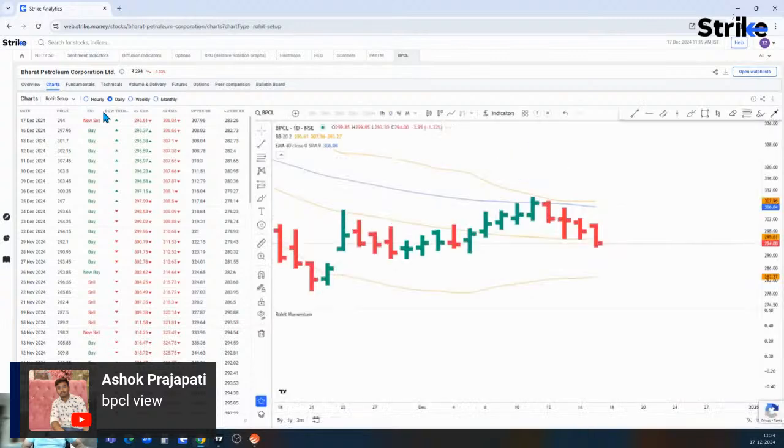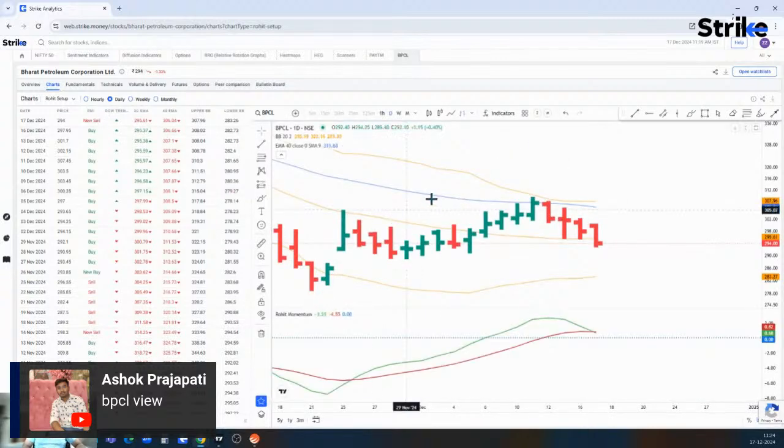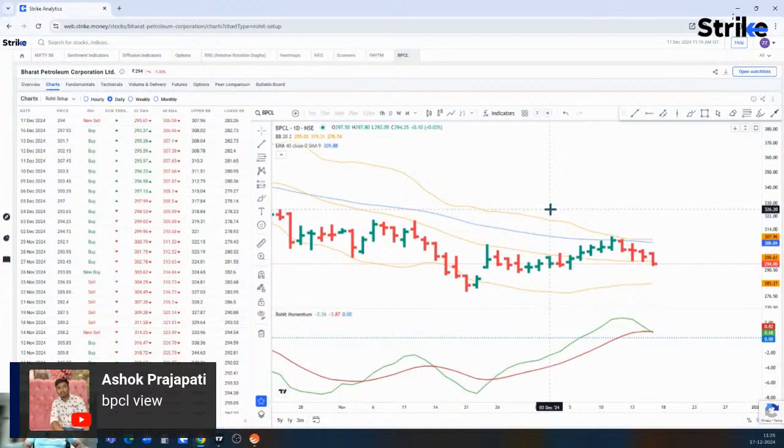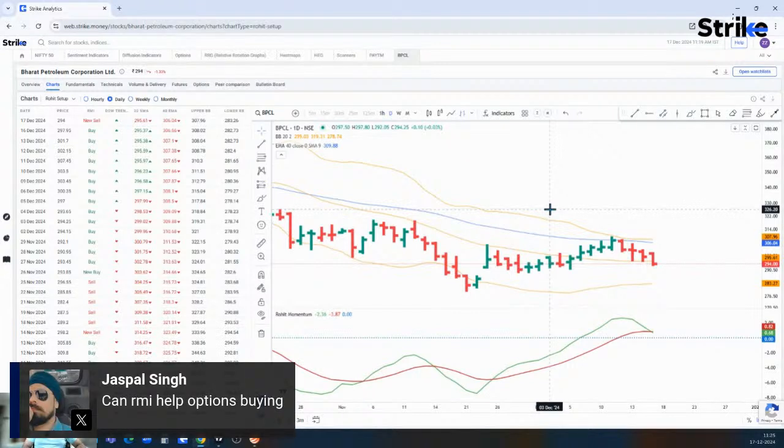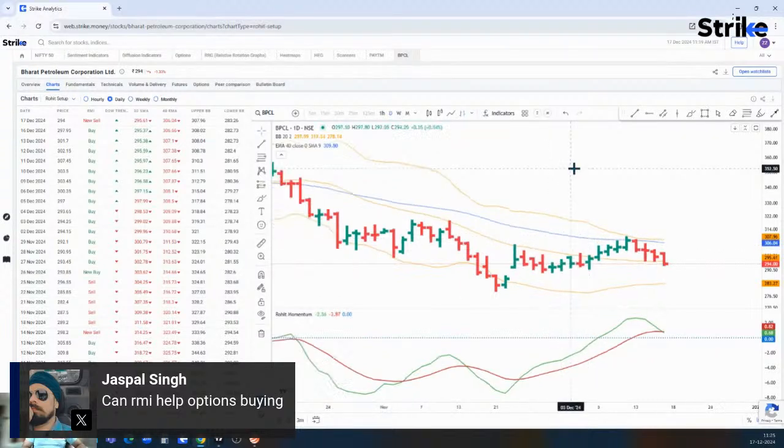All right. Yes, we also have to look at: can RMI help in options buying, Jaspal ji? Yes, definitely. Why not? RMI tells you the momentum. So if momentum is strong and you see the trend is bullish, you can choose to buy a call option. When RMI, that is the momentum, is declining but you see the trend is bullish, you can choose to short a put option. So definitely RMI tells you the momentum, and using momentum, you then decide what to do in options, whether to buy options or sell options.